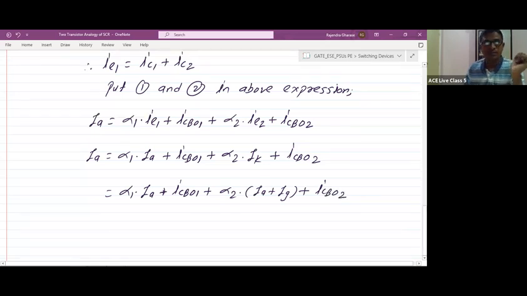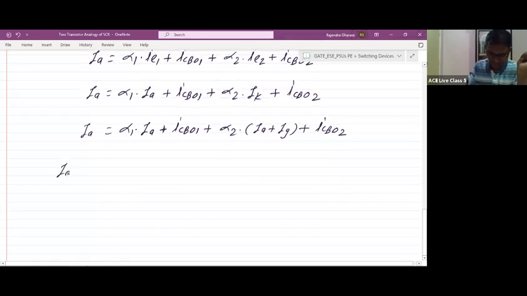Right? Now here is the IA term, and on the left hand side also we have the IA. Can we take all the IA terms to one side? Yes, so it is like IA minus alpha 1 into IA minus alpha 2 into IA is equal to, we can write, alpha 2 into IG. We have taken only alpha 2 IA to the left hand side. IG is as it is, so alpha 2 into IG will remain here.